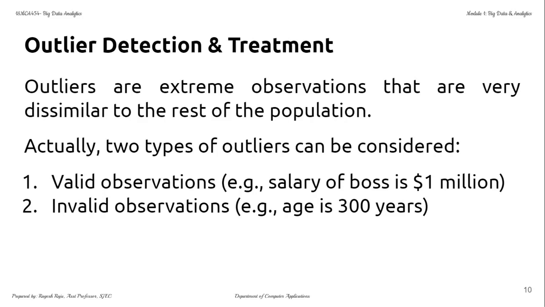The second one is invalid observation. We take an example of age is 300, which is not practically possible. So this means that it is invalid. The particular observation, or the particular outlier value, is invalid, which is not possible at all.